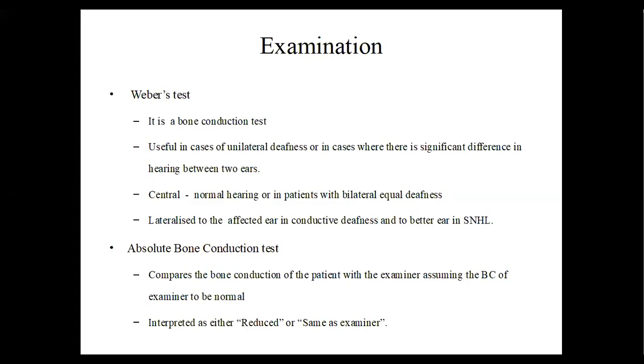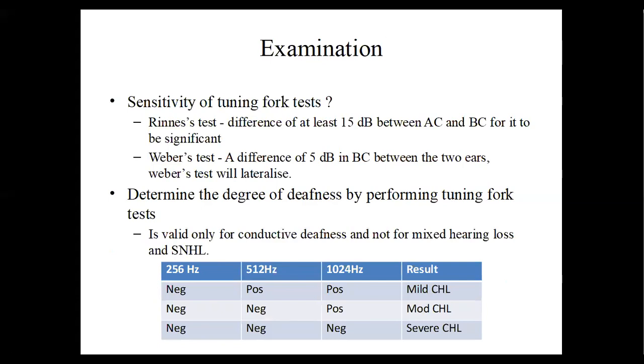It is purely again a test of cochlear reserve, or the bone conduction of the patient will be tested. So here interpretation should be either as reduced or same as examiner. You cannot say it is normal because always it is tested with the examiner. So with respect to the examiner, whether it is reduced or same as examiner, that should be the interpretation. So this is just a brief recap of tuning fork test.